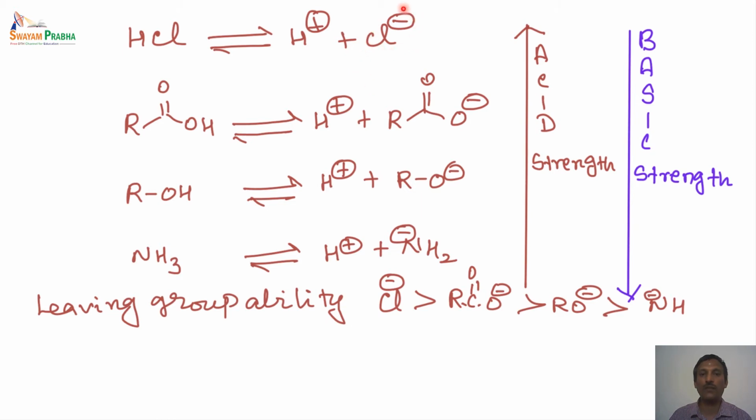When we have a Cl minus, that is a very good leaving group, and when we have NH2 minus, it is a very poor leaving group. So that way we can compare: acid chloride is highly reactive, followed by anhydride, followed by esters, and amides are the least reactive one. So from the acid strength or the basic strength, we can easily compare why chlorides are easily removed from the system.